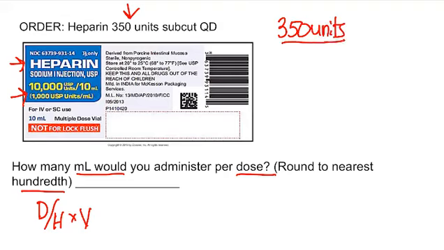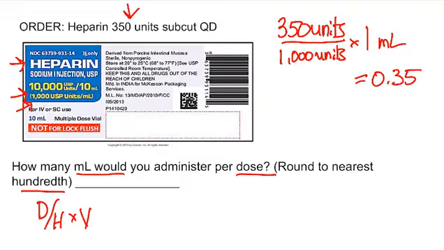Divided by what do I have? And again, I have 2 choices here. I'm going to go with the smaller one. I have 1,000 units times 1 milliliter. I'm going to do that math very carefully. 350 divided by 1,000 times 1 equals 0.35. Now I want to make sure I keep this to the nearest hundredth, which this is my hundredth value. So my answer is 0.35 milliliters. Final answer.